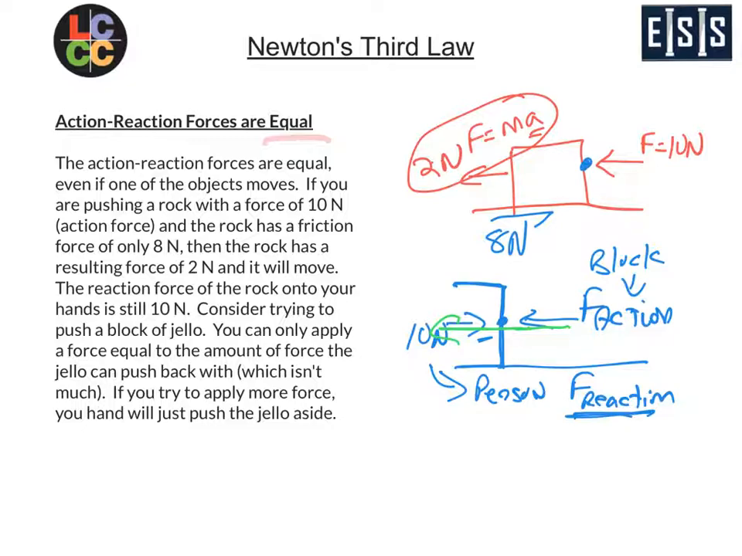But the way I set this up, I said this block can push me back at 10 newtons, and it does. Therefore, if I look at my sum of forces, I end up with an extra 2 newtons, which is going to move the block to the left in this case. So you have to think about those forces having to be equal, and if they're not, then whoever's pushing is going to go inside that material, that object.